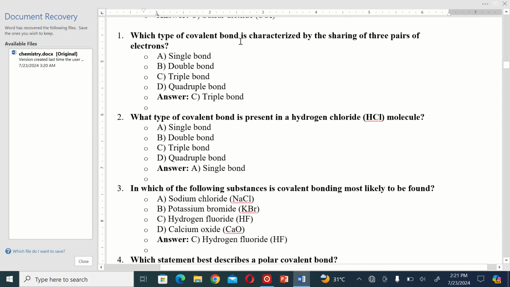Which type of covalent bond is characterized by the sharing of three pairs of electrons? A. Single bond. B. Double bond. C. Triple bond. D. Quadruple bond. So the correct option is C. Triple bond.